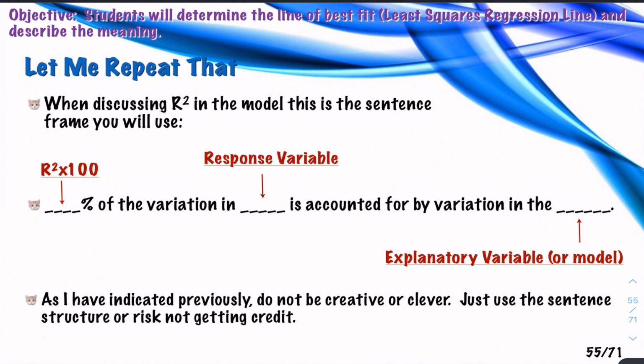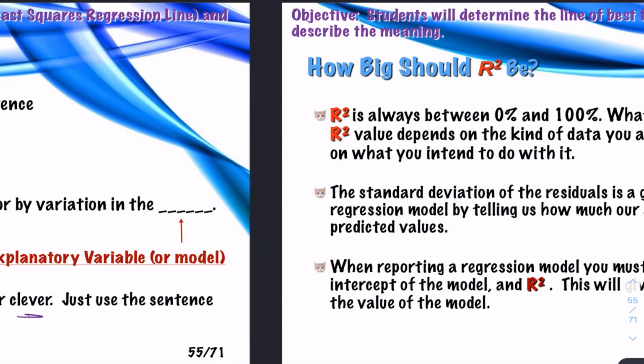As I indicated before, do not get creative or clever. Just use this sentence structure or risk not getting credit. The AP is not asking you to be creative. They're just looking to see that you understand what you're doing. So we're going to repeat this every single time.